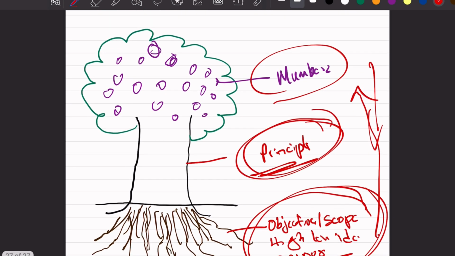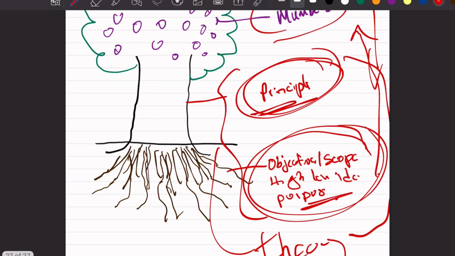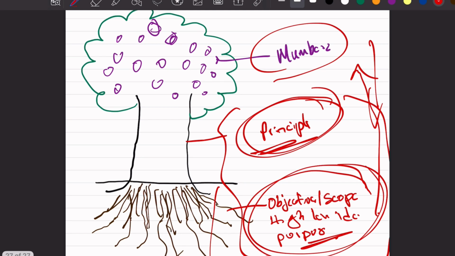So think of it as a tree. The roots are the why, the objective, and the stem of the tree is the principles that drive it, and both of these things are usually in theory. Your standards, if you're at university, they're not written in numbers, they're written in words, and then they give you practice examples that are driven by those words. So always try and understand the theory behind it first, and then you'll go to the numbers. Don't think of it the other way around.